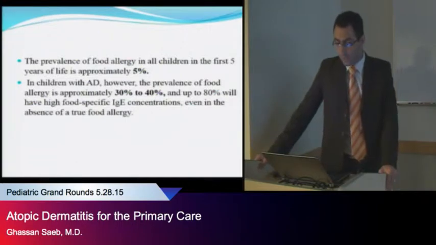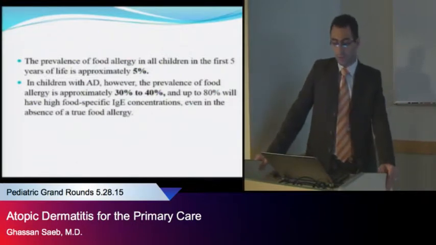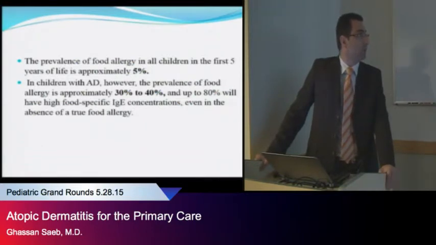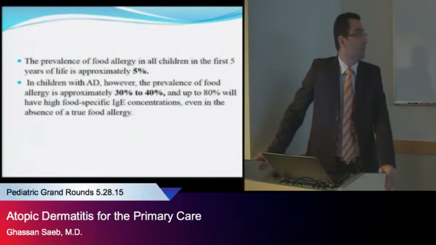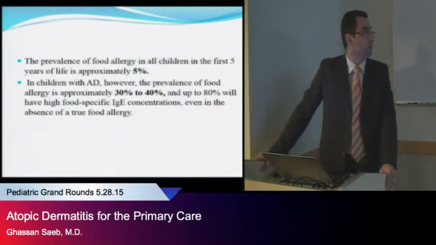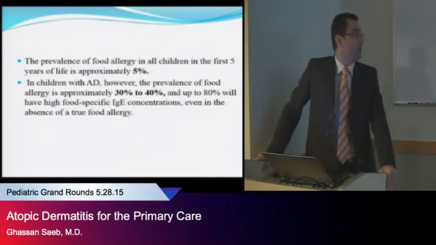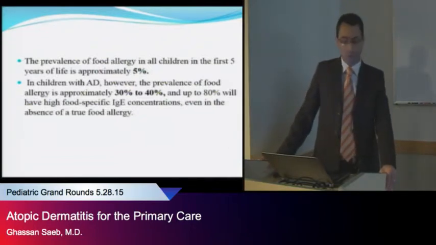The prevalence of food allergy in all children in the first 5 years of life is approximately 5%. Whereas in children with AD, the prevalence of food allergy is approximately 30 to 40%, and up to 80% will have high food-specific IgE concentration, even in the absence of true food allergy.